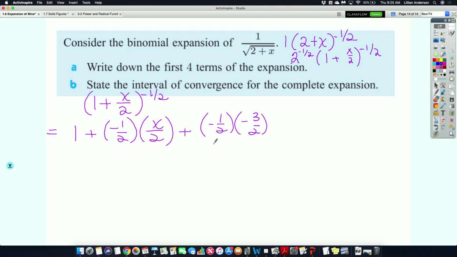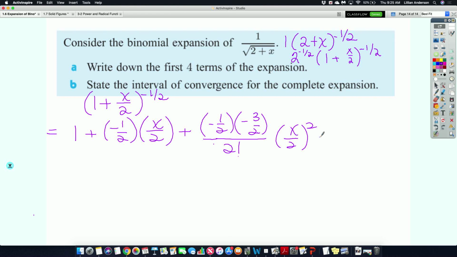Negative 3 over 2, all over 2 factorial. Then it's going to be x over 2 to the second power. How many terms is that? That's 3. 1 is the first term. This one here is the second. This one here is the third. So I need one more term.